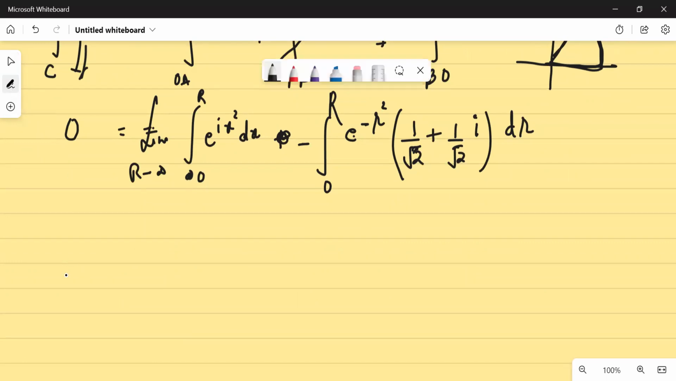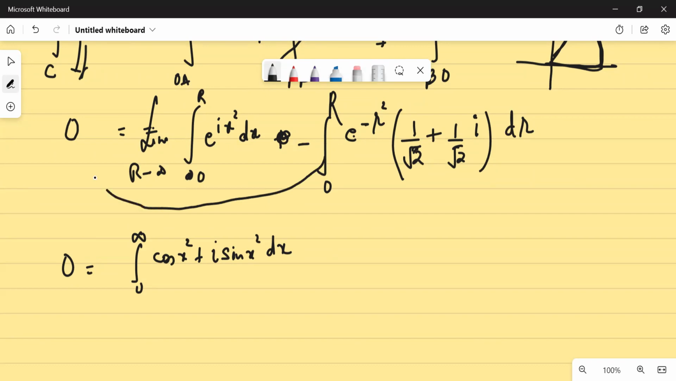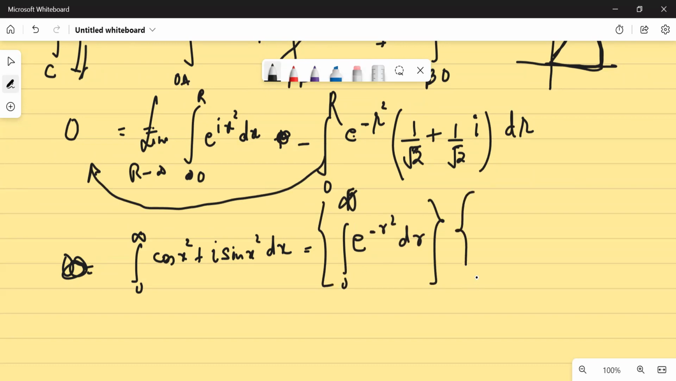So what I would do is, 0 is equal to the integral 0 to infinity, and what is e to the power iota x square? This is cos x square plus iota sin x square, and this is equal to 0. So what should I do? I'll take this integral here. This is equal to the integration 0 to infinity e to the power minus r square dr, and then there is some constant term. I'm writing it here. This constant term is nothing but 1 over root 2 plus iota upon 2. Is that clear?